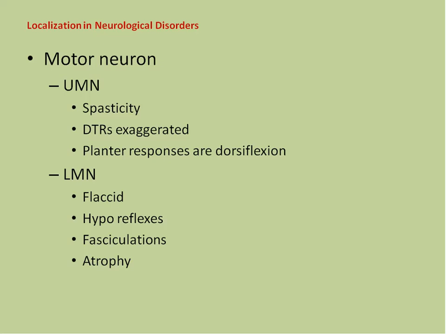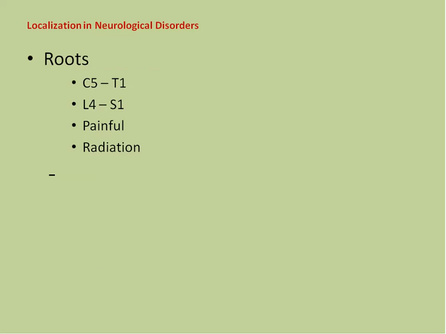Lower motor neuron signs are flaccidity, hyporeflexia, fasciculation, and atrophy. And if you remember, there is one disease called ALS, amyotrophic lateral sclerosis, which typically presents with upper and lower motor neuron disease.